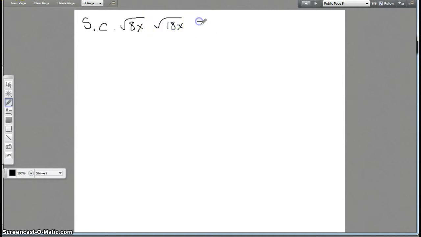So let's look at part C, which says the square root of 8x times the square root of 18x. Okay, when we look at this, we're going to multiply our 8 times our 18. And 8 times 18 is 144. X times x is x squared. So 144, when we take the square root, we get 12. The square root of x squared is x.